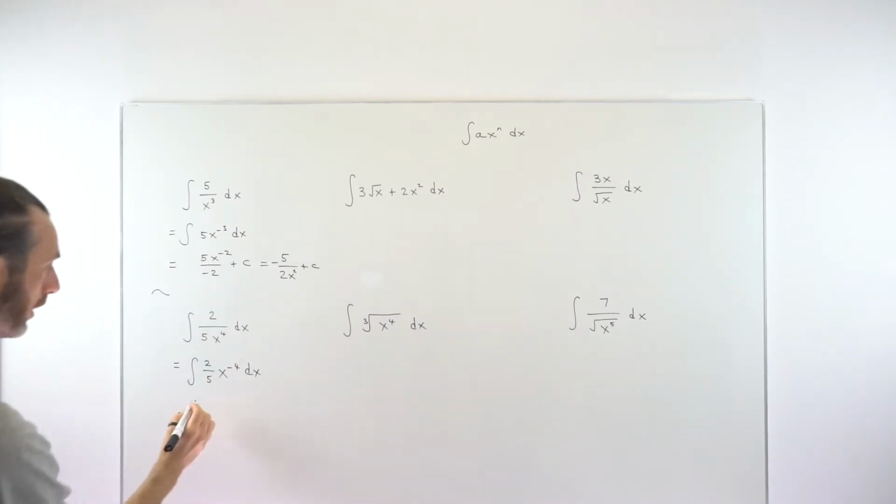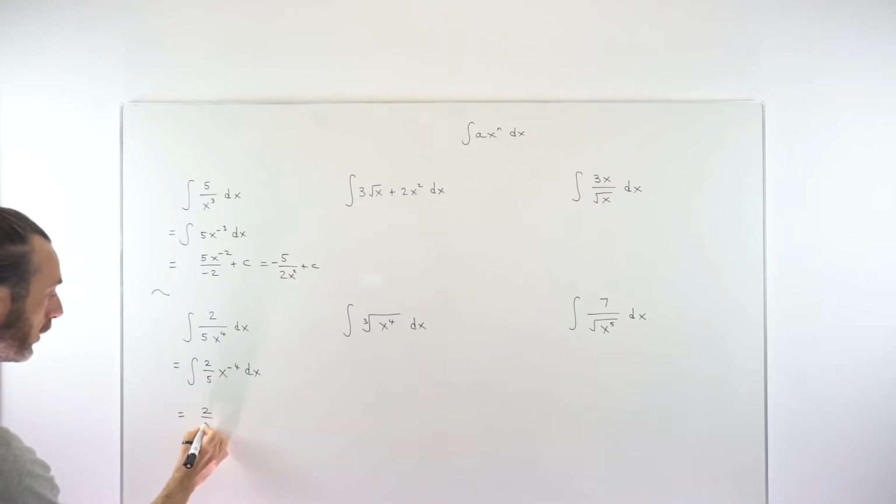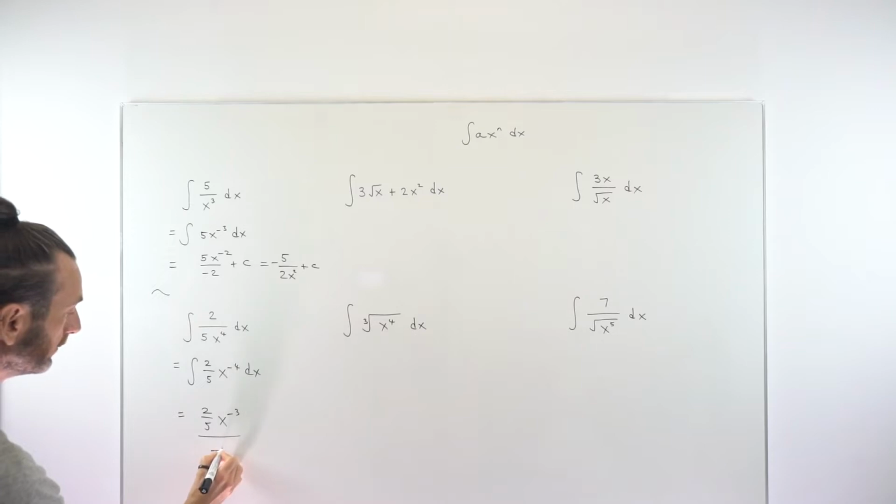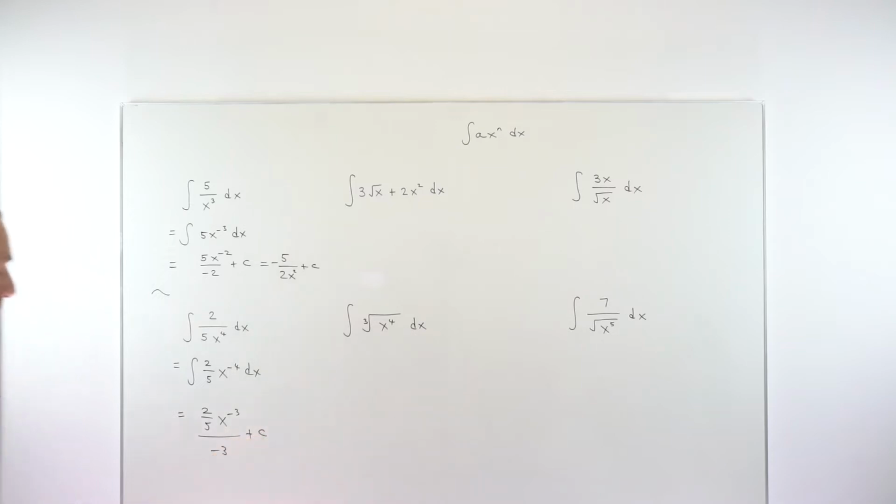So increasing the power by 1, we're going to get x to the minus 3, and then we're dividing by that new power, so dividing by minus 3. Again, remember your constant of integration. Looks a little bit ugly, this. You've got a fraction being divided by a whole number, which is quite common in integration.